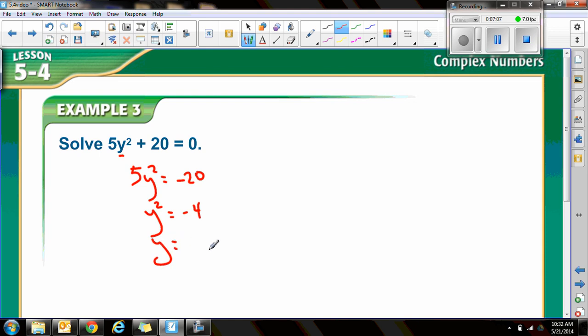Square root both sides, so y is the square root of negative 4, and here's where that last rule is so important. Whenever I square root anything myself, I have to have plus or minus, because it could be both answers. Square root of negative 4. Square root of 4 is 2. Square root of negative 1 is i. So in this case, we have 2 solutions, plus 2i and negative 2i.